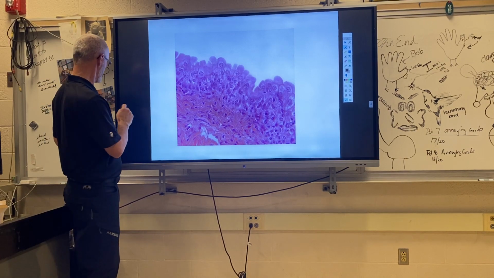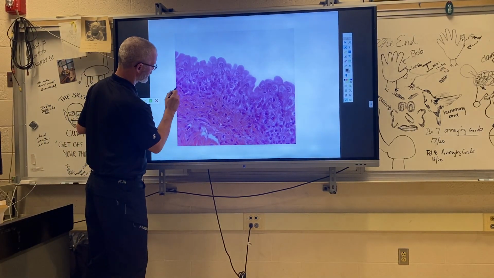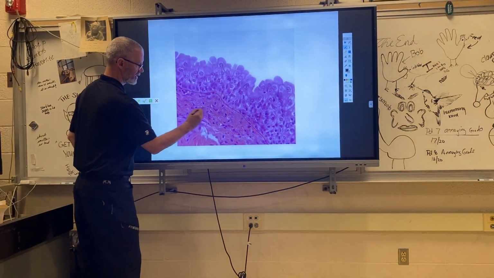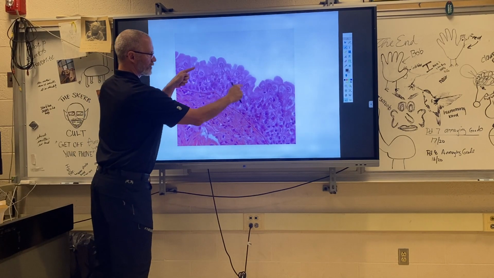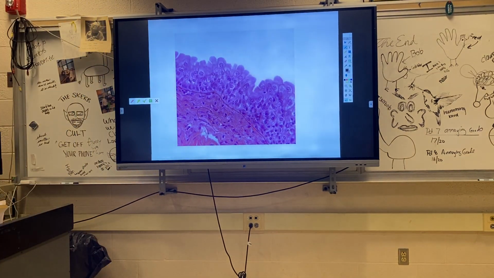Next one. Okay, this is a tougher one. Right here, this is all connective tissue down here. This is all CT here. The tissue I want you to identify is right there. And again, this is one of those ones like you would get in college where you have to look at the right cells to get it right. How do I know how to look? Yeah, I don't know. You'll figure it out. It's okay.